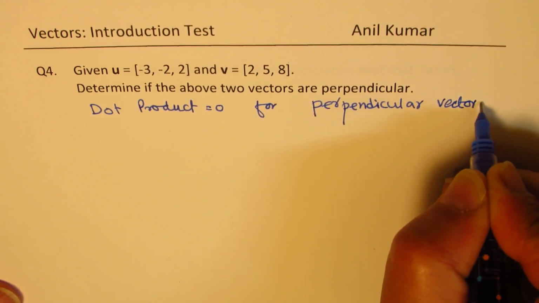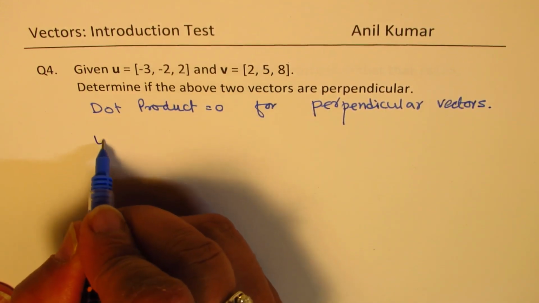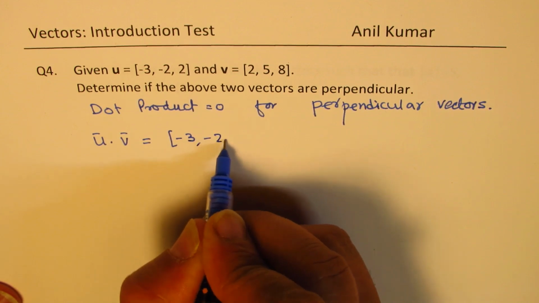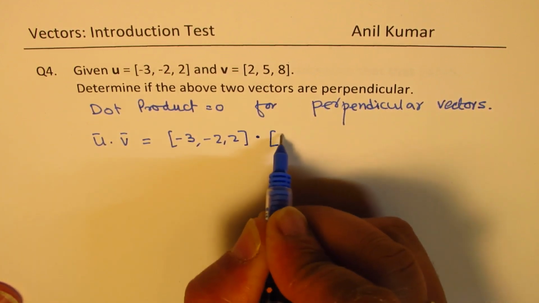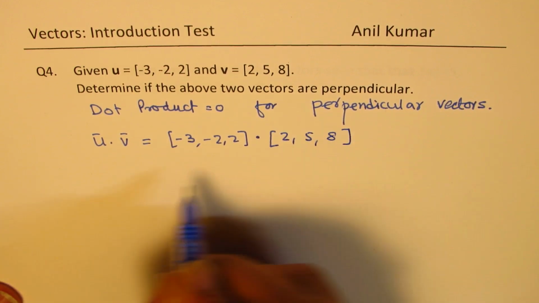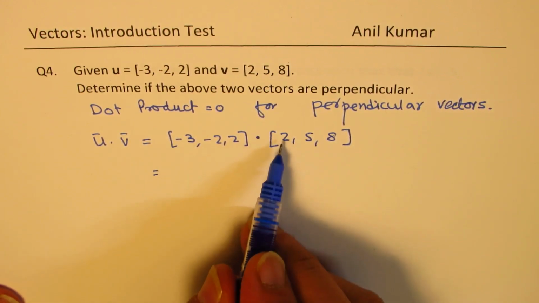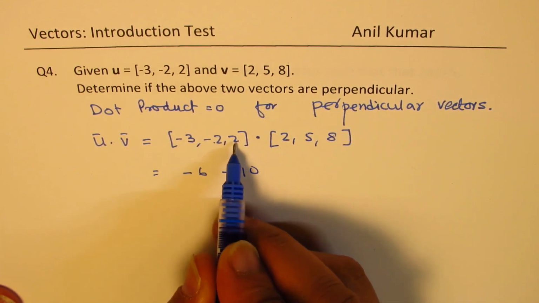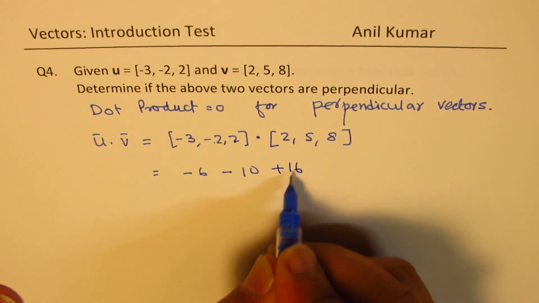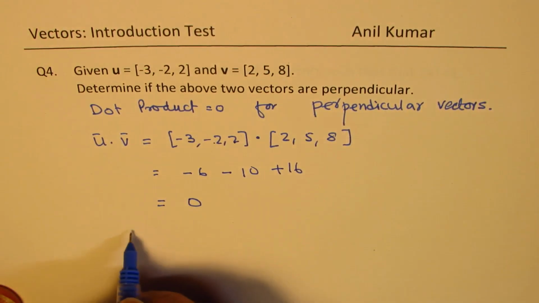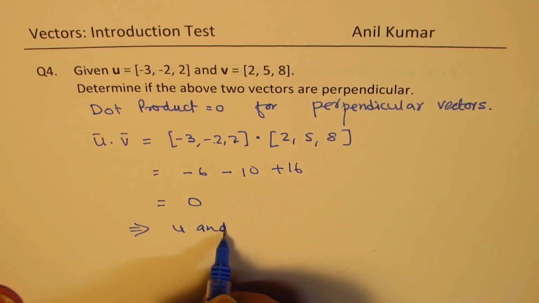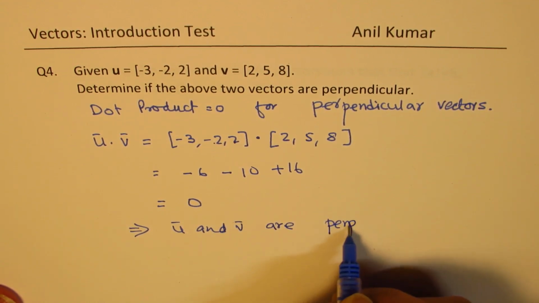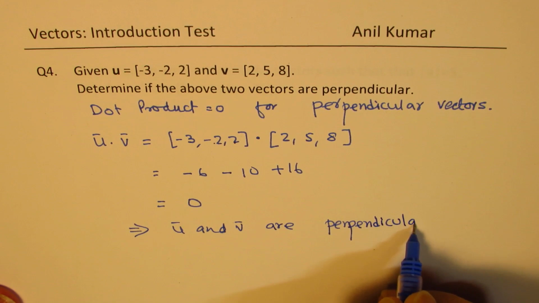So that is the concept. So let's find the dot product. Let's find what u dot v equals. We have here minus 3, minus 2, 2 dot 2, 5, 8. So minus 3 times 2 gives you minus 6. When you multiply these two, you get minus 10. And when you multiply 2 and 8, 16. Plus, that is indeed equal to 0. So this implies that u and v are perpendicular. Clear?